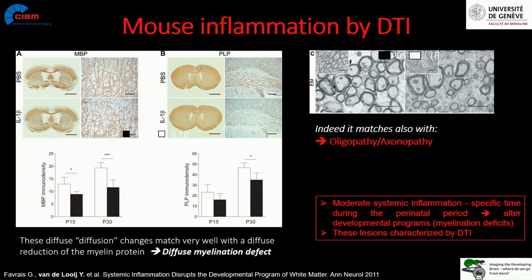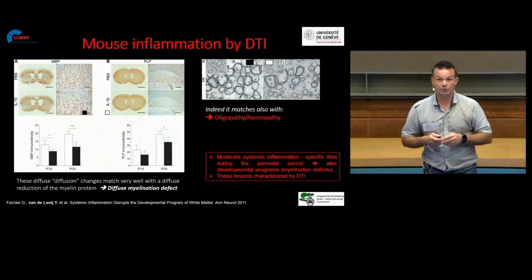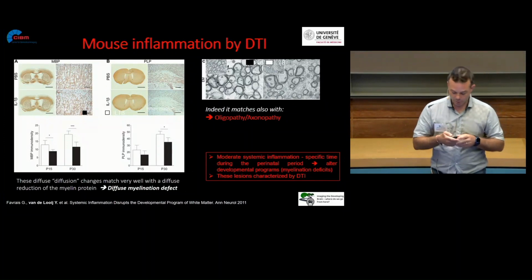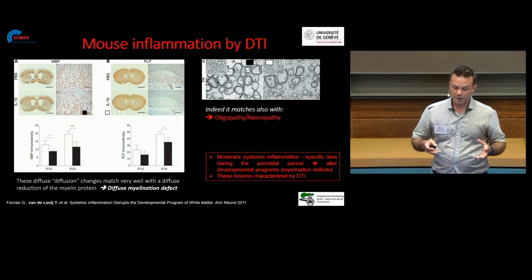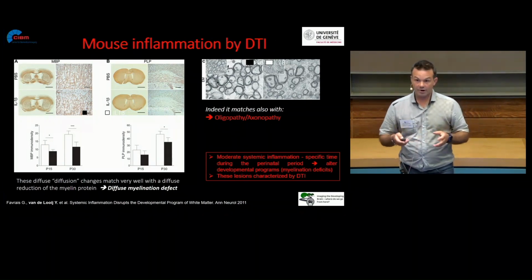So this study shows first that moderate systemic inflammation at a specific time during development will alter the developmental programs with myelination deficits, but also that we are able to characterize these lesions with diffusion tensor imaging.